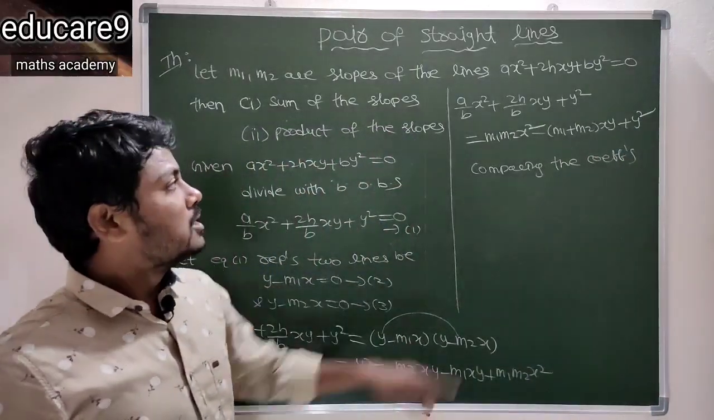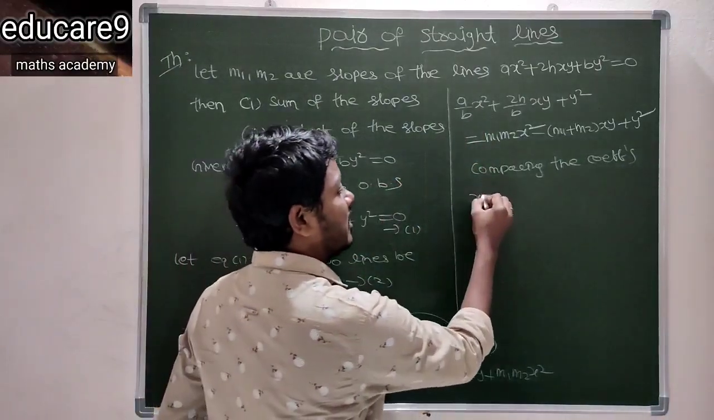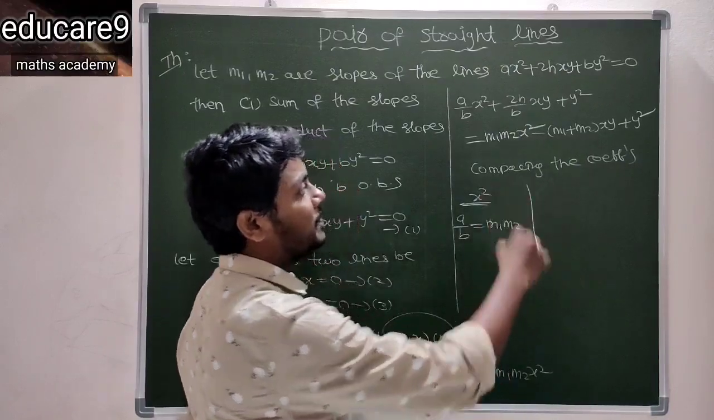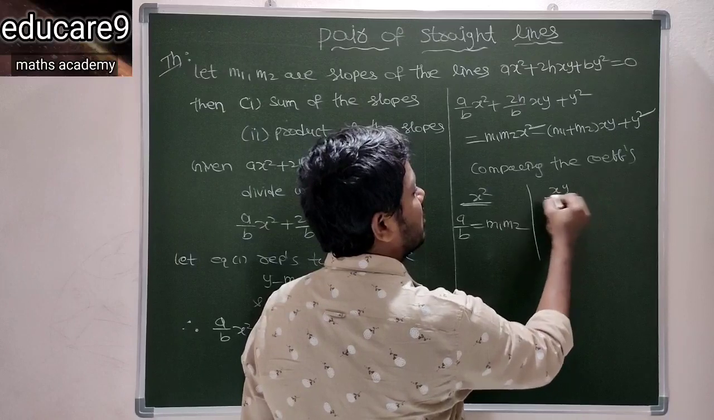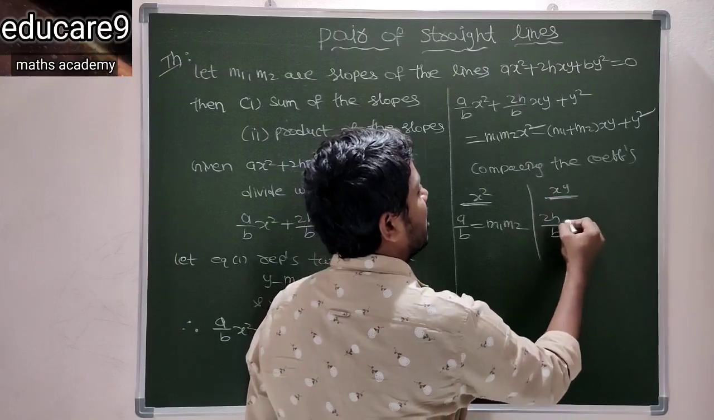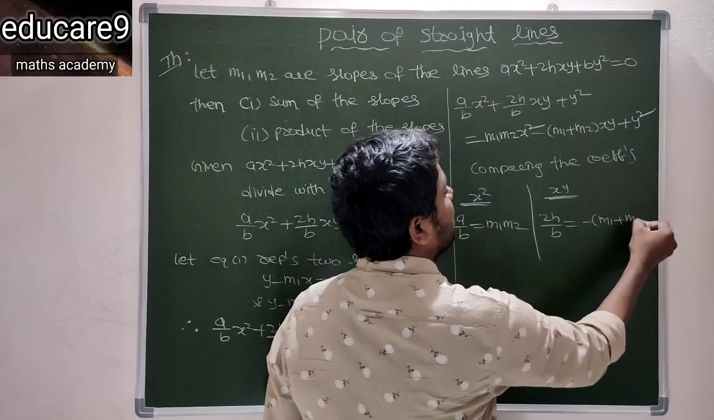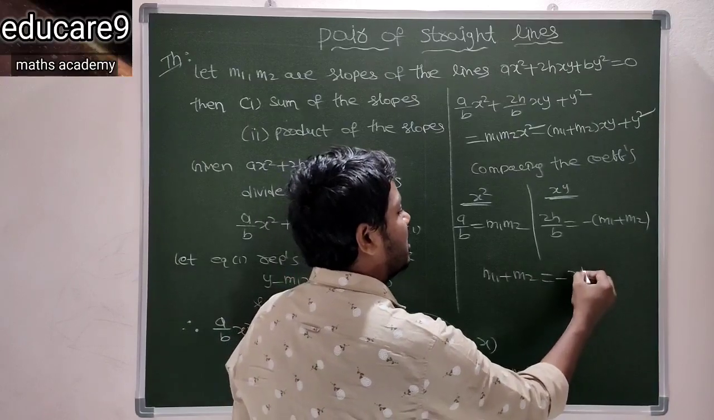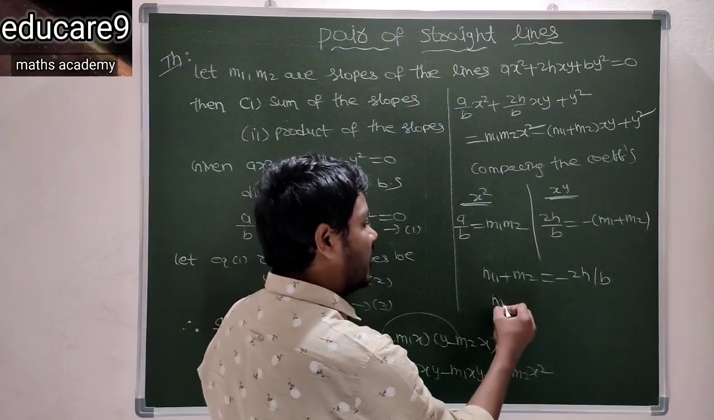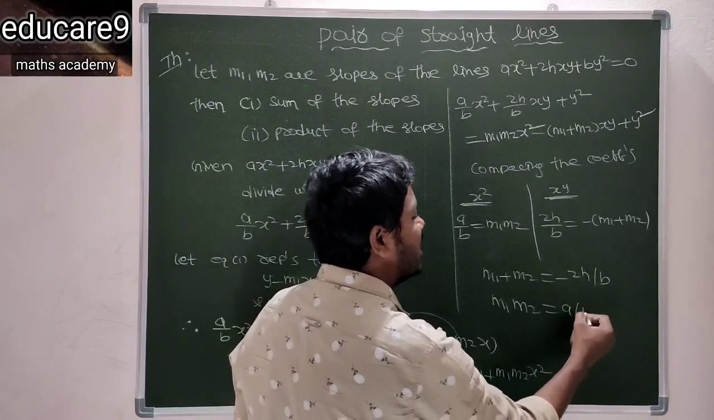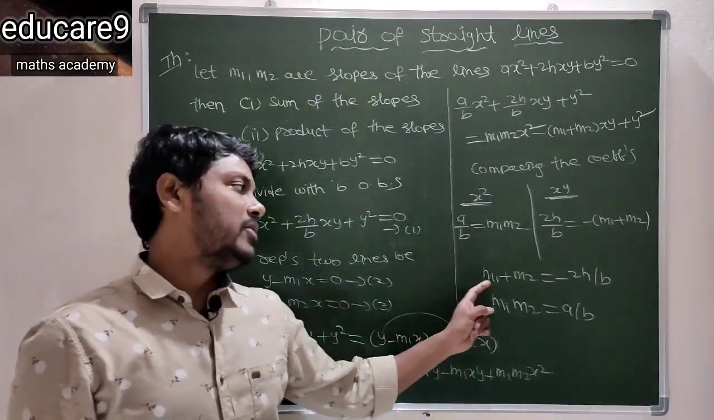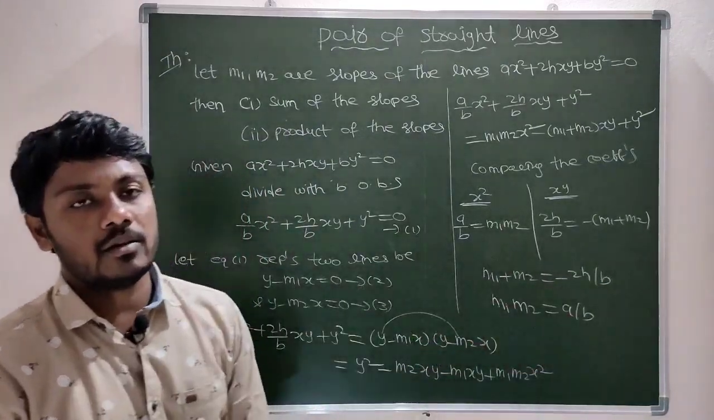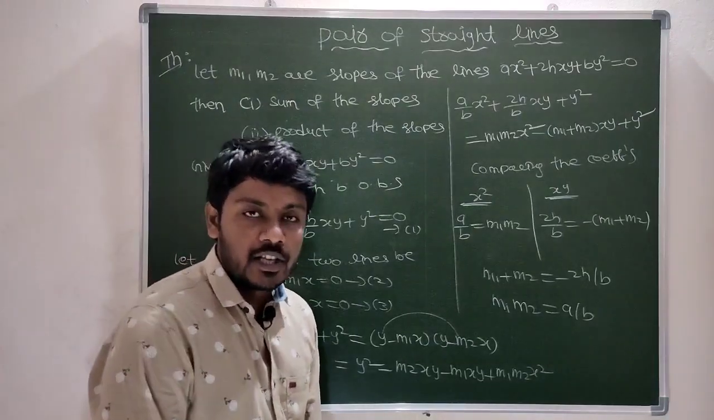See what you get. The x square coefficient a by b is equal to what? m1 m2. And the xy coefficient 2h by b is what? Minus of m1 plus m2. So from this, m1 plus m2 is minus 2h by b and m1 m2 is a by b. Therefore, the sum of the slopes is minus 2h by b and the product of the slopes is a by b. Okay. So in the next session, we will discuss more concepts.